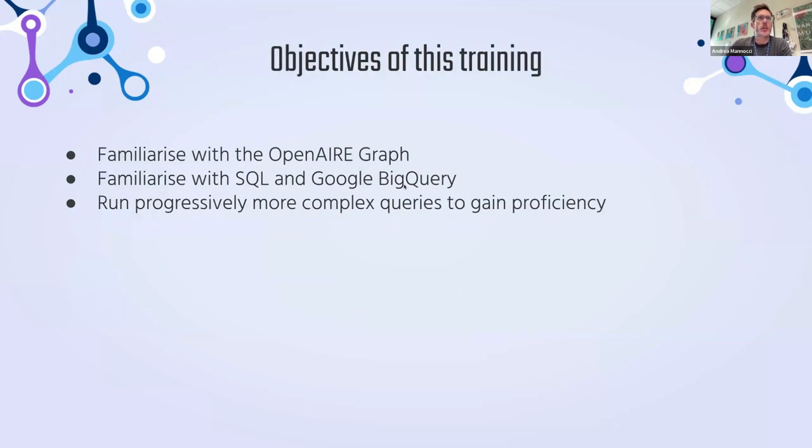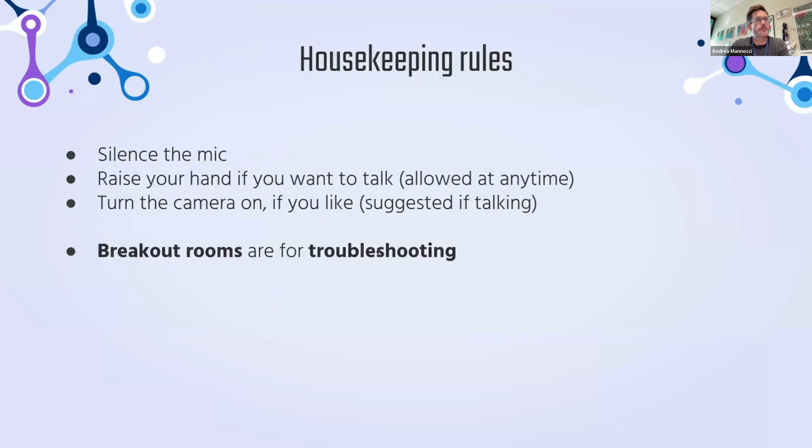The objective of this training is, of course, to kick the tires with the OpenAIRE Graph and familiarize ourselves with SQL and BigQuery. We will go through progressively more complex queries to try, with the objective of gaining proficiency in formulating questions and getting results from our data set.